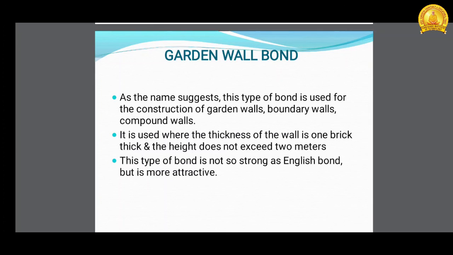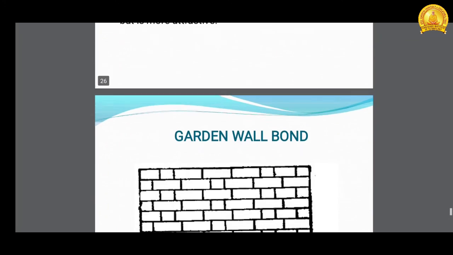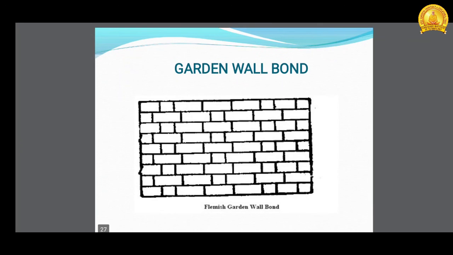Next one is garden wall bond. As the name suggests, this type of bond is used for the construction of garden walls, boundary walls, compound walls. It is used where the thickness of the wall is one brick thick and the height does not exceed 2 meters. This type of bond is not as strong as English bond, but it is more attractive. This figure shows how a garden wall bond looks like.